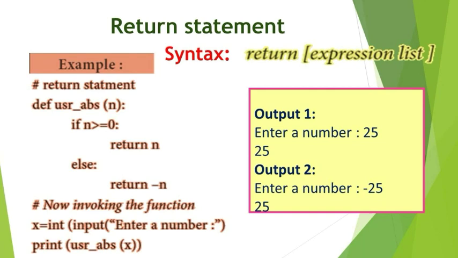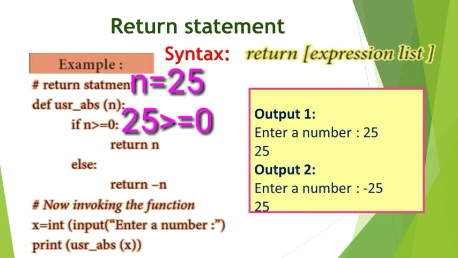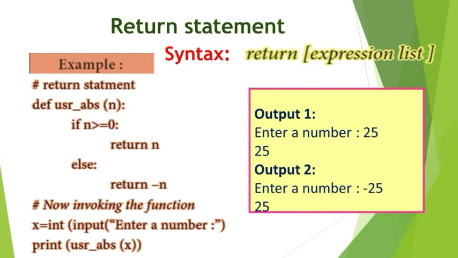If you are giving the number 25, check the condition. n is equal to 25, so 25 is greater than or equal to 0. 25 is greater than 0, so this condition is true. So it returns the value of n. What is the n value? 25. So it returns the n value on the output screen, that is 25.